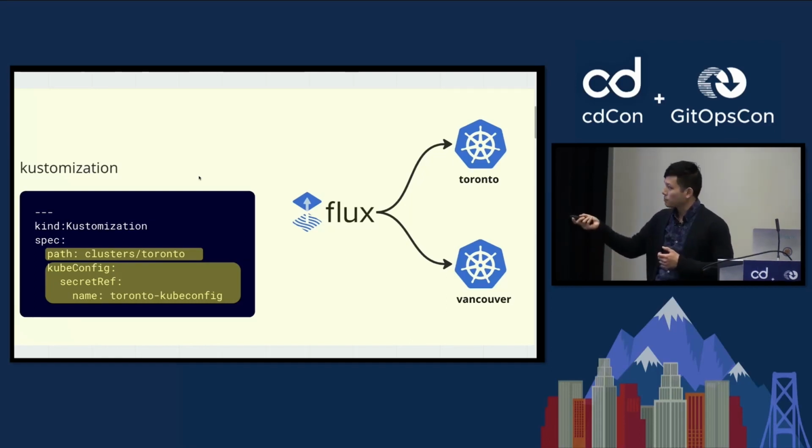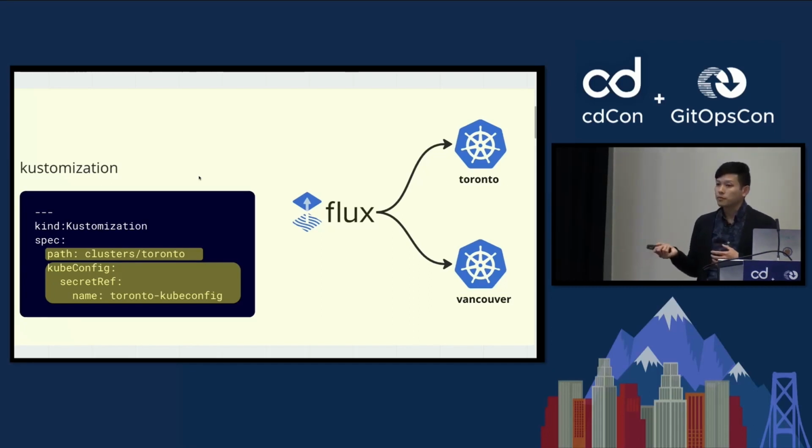So I have a cluster/Toronto directory, and it also takes in a kubeconfig. And the kubeconfig is a really nice universal kind of access point. You can swap it out with kubeconfigs from any cloud. It doesn't have to be from the same cloud provider, as long as it's valid. In this example, I'm passing Flux my Toronto kubeconfig, so it can access the Toronto cluster, and anything in that Toronto directory will be published there.